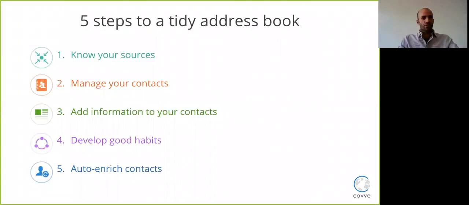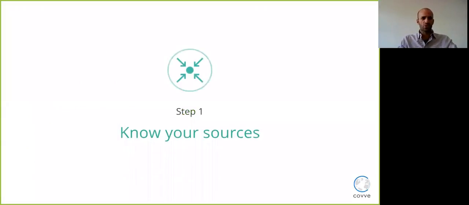So let's start with today's topic. We're going to be going through 5 tips to achieve a tidy address book. First is knowing your sources, managing contacts through a single interface, adding information to your contacts, handling new contacts and developing good habits in doing so. And the last one, auto-enriching contacts. So starting right away with your sources. And when we say sources, we basically mean address books.